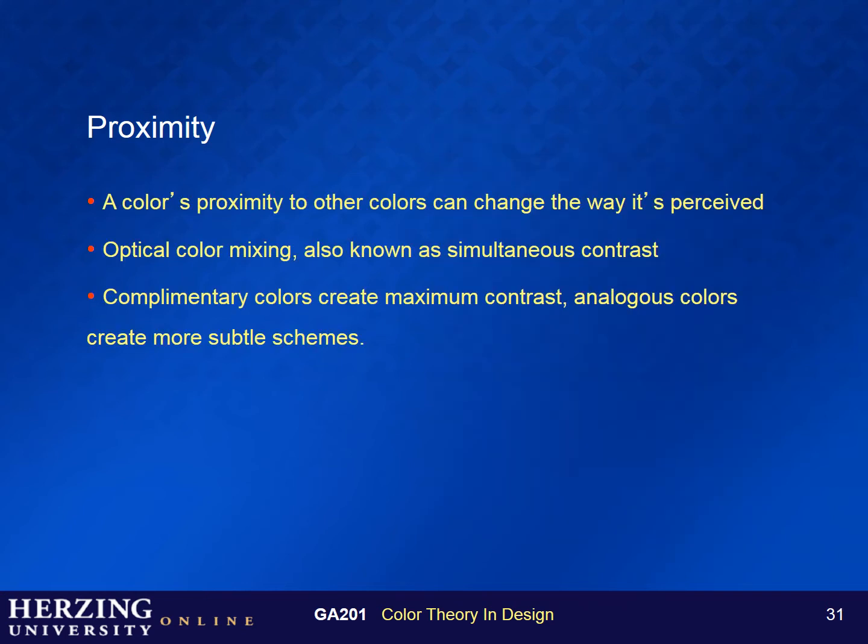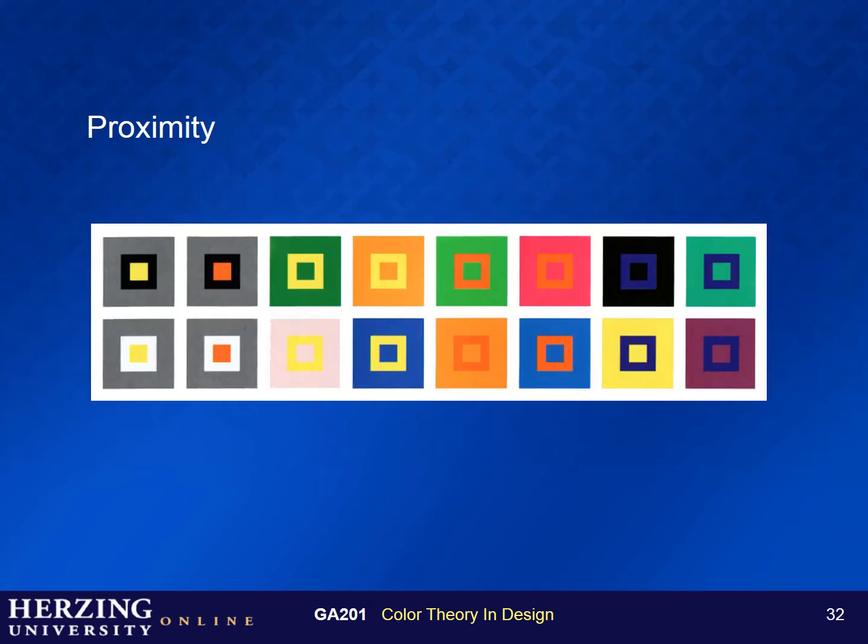A hue's position on the color wheel can affect its perception as well. As we already know, complementary colors provide maximum visual contrast to each other, whereas analogous colors create a more subtle appearance. Here we see another example of how differently a color can appear when placed in different combinations with other colors. Notice how differently the squares in the center appear.